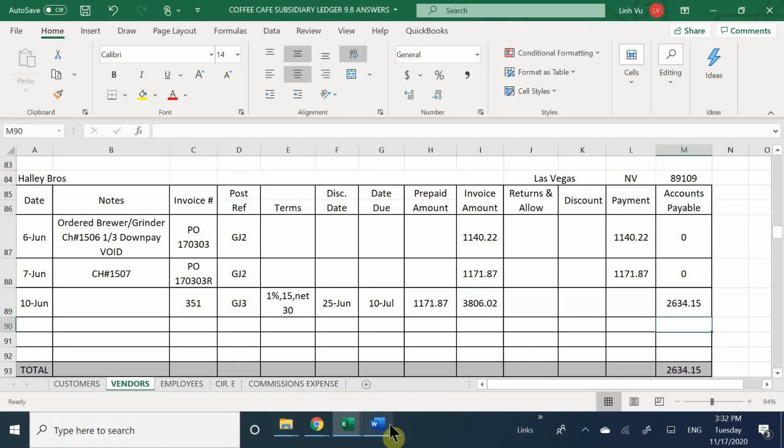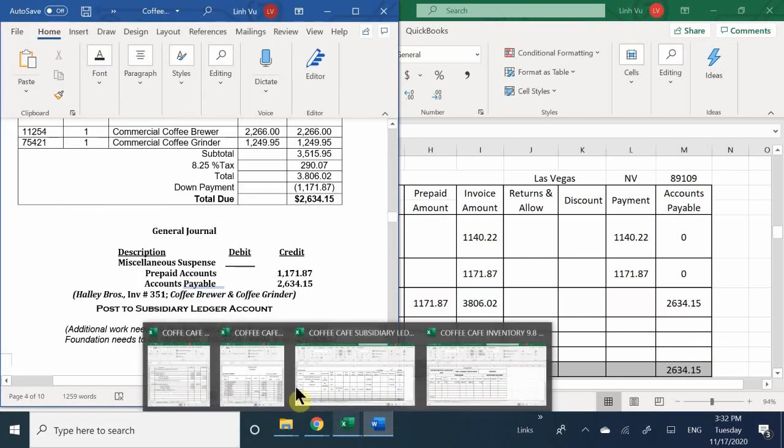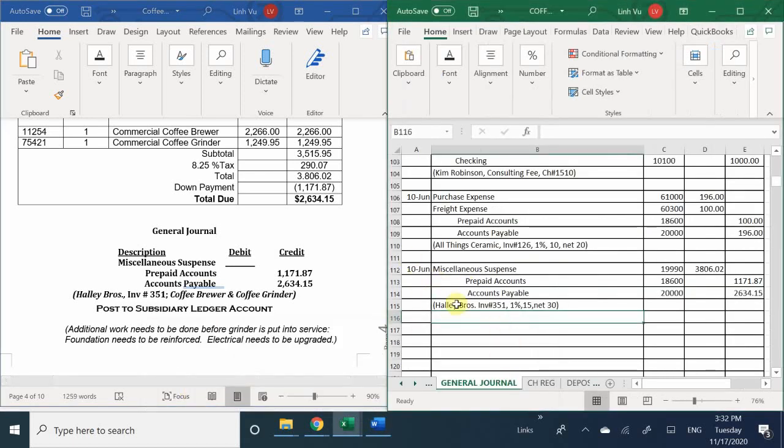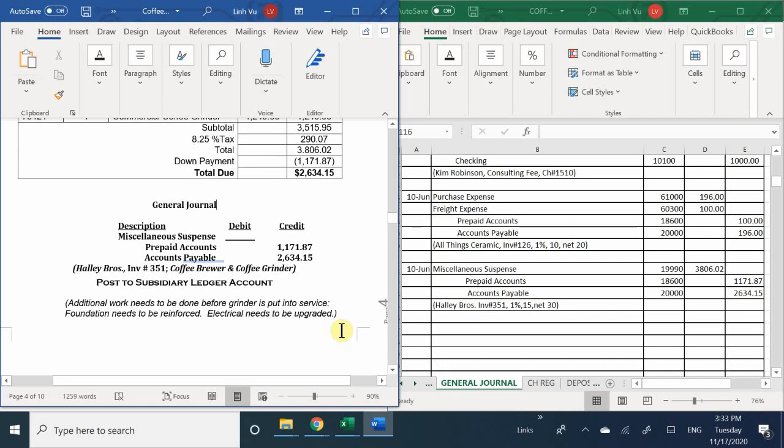So that's it for the subsidiary ledger. Now that I have it placed in here, in the random account miscellaneous suspense, I know for sure that even though I have two assets in there, I really only need to fix one of them. With this little extra piece of information, the coffee grinder only needs to be fixed. It needs a foundation and needs electrical work. My coffee brewer, I know that's already ready for service. However, there's a few things I haven't done yet, and that's what the next section is going to be.